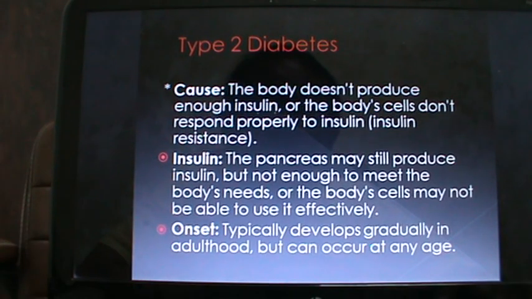In type 2 diabetes, the cause is that the body doesn't produce enough insulin or the body cells do not respond properly to insulin, and this is insulin resistance. In type 2 diabetes, the pancreas may still produce insulin but not enough to meet the body's need, or the body cells may not be able to use it effectively. Onset typically develops gradually in adulthood but can occur at any age, though it most commonly occurs after the age of 40 years.